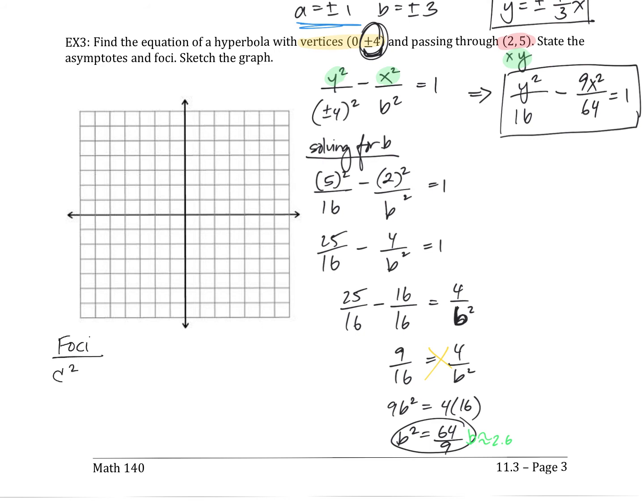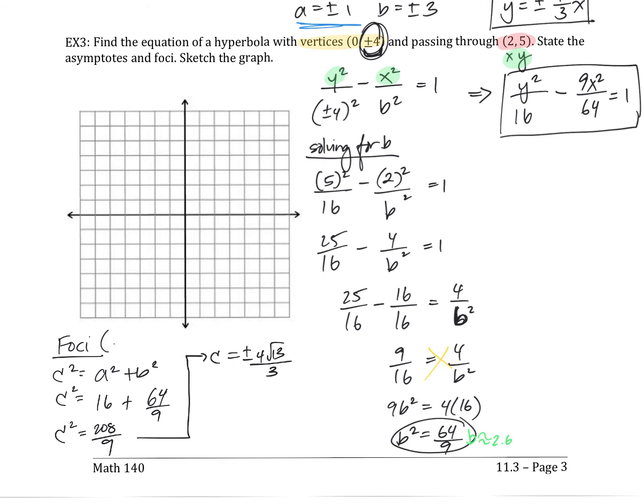Oh, let's use the equation c squared equals a squared plus b squared. So c squared is going to equal our a squared value, 16, plus our b squared value, which is 64 over 9. Adding those together, we'll end up with c squared equals 208 over 9. And then c is going to equal plus or minus 4 root 13 over 3 when we simplify. So that's our foci: 0, comma, plus or minus 4 root 13 over 3.